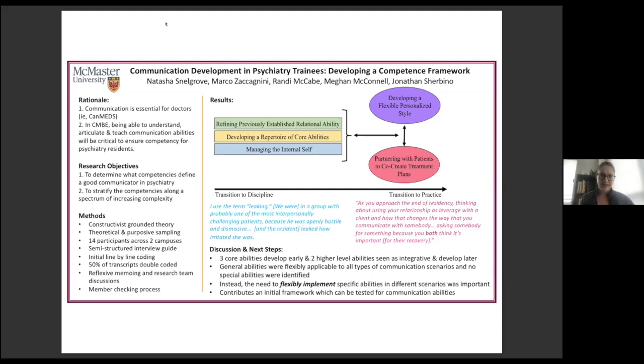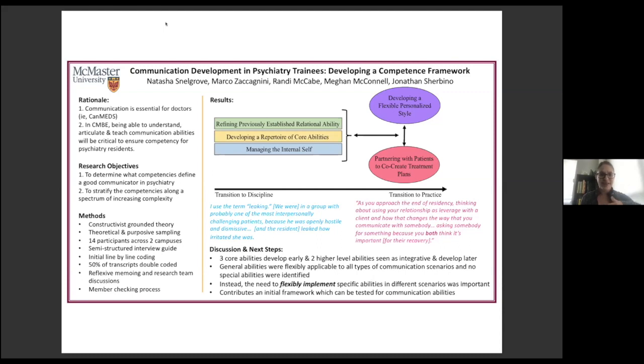The second theme that came through was developing this repertoire of core psychiatric communication abilities. The participants recognized there were certain things that only psychiatrists in psychiatry training needed to develop as skills, things like de-escalation training, certain psychotherapeutic skills, and specific psychiatry knowledge that contributed to their ability to communicate well with patients.